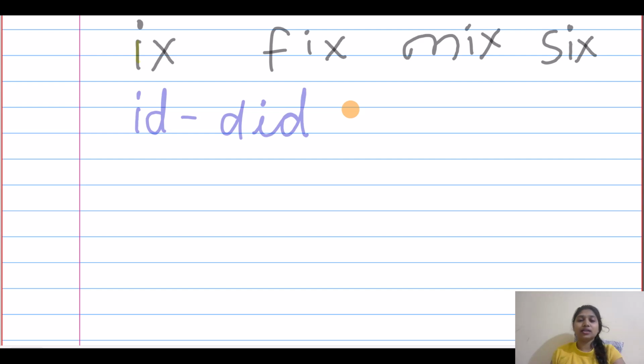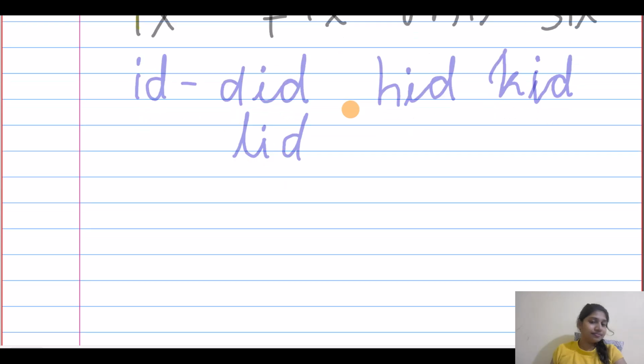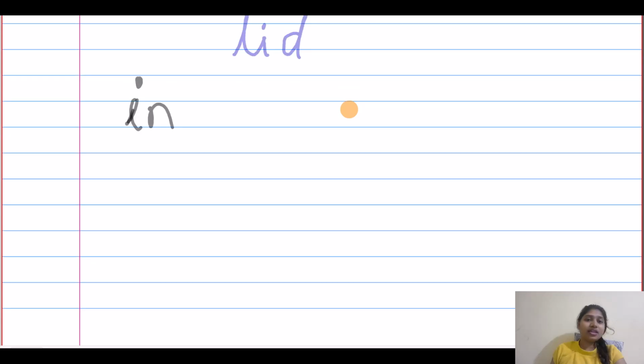D sound is D. Did. H sound is H. Hid. K sound is K. Kid. L sound is L. Lid. Next, in. In.